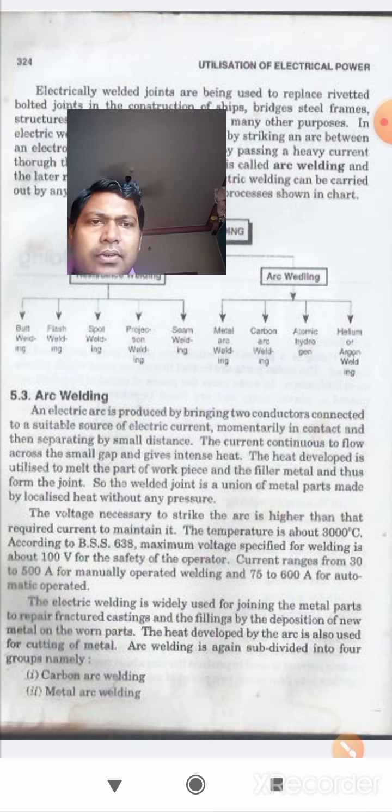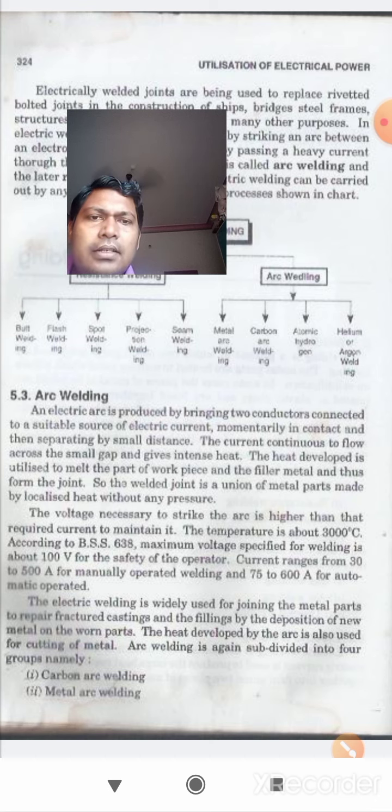maximum voltage specified for welding is about 100 volt for the safety of the operator. So considering the safety of the operator, the voltage allowed is up to 100 volt only, because if you use more for welding, it may be harmful for the user. What kind of harm? He may die also, because you might have seen welders use the earth electrode very casually. So this is the rule of electricity, that it should not go beyond 100 volt for the safety of the operator. And the current ranges from 30 to 500 ampere for manually operated welding and 75 to 600 for automatic operated.